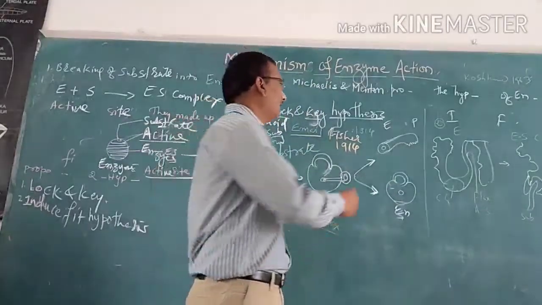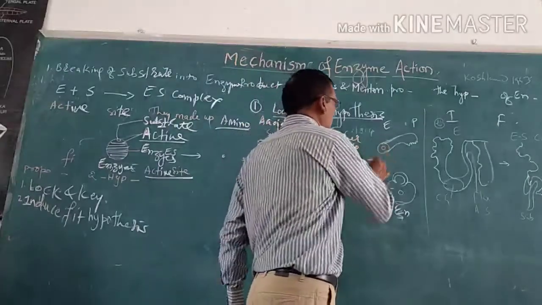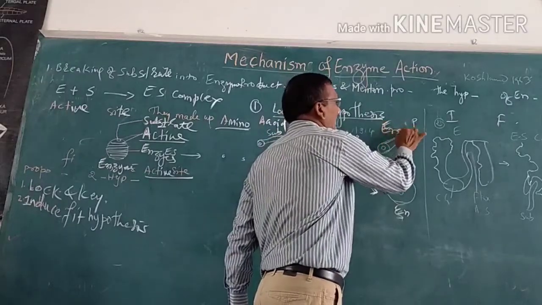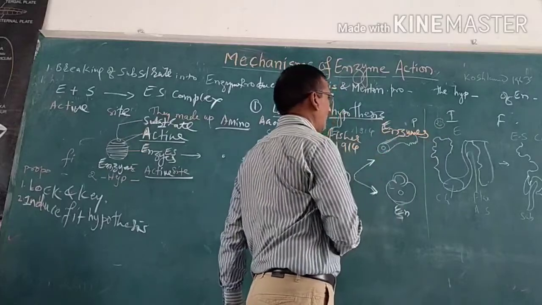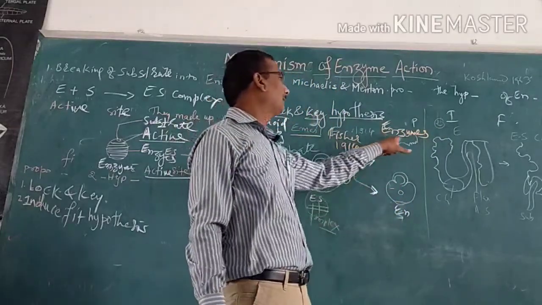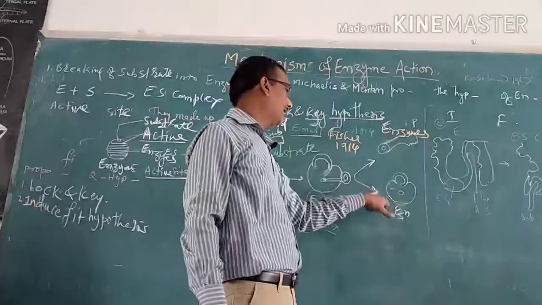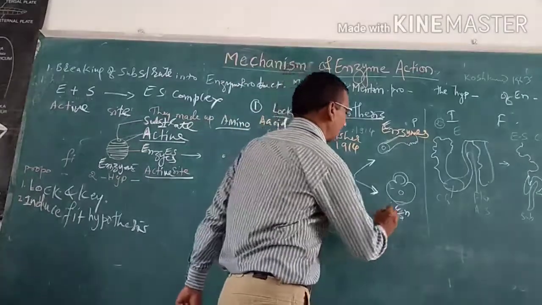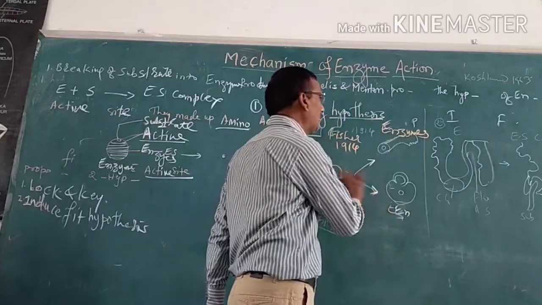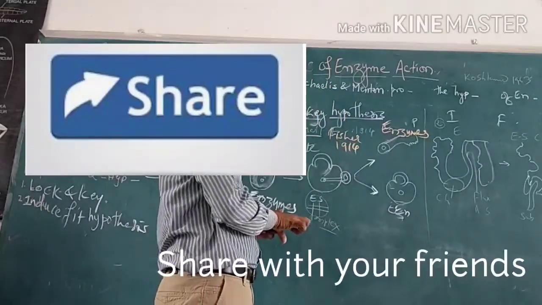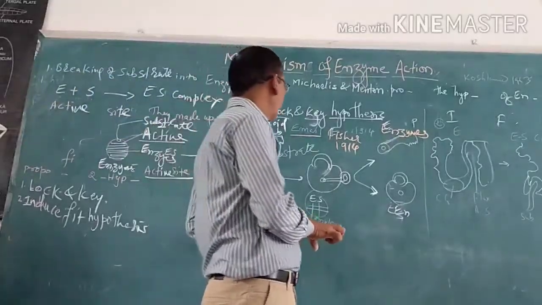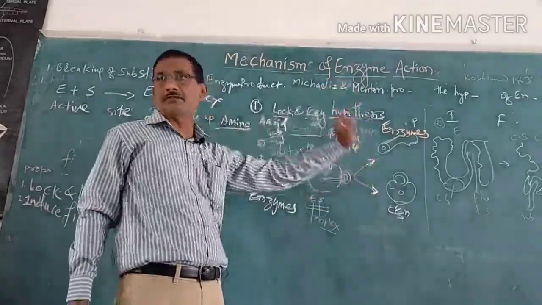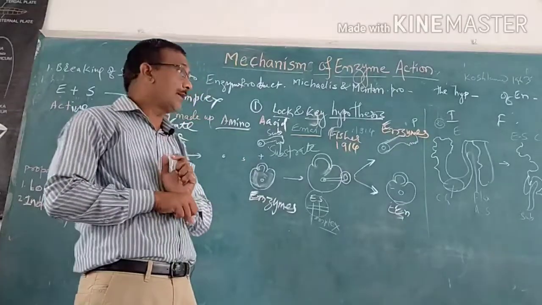In this figure, the lock represents the enzyme and the key represents the substrate, and they form the ES complex, E plus S. That action is known as the lock and key hypothesis of enzyme action. That is the first one.